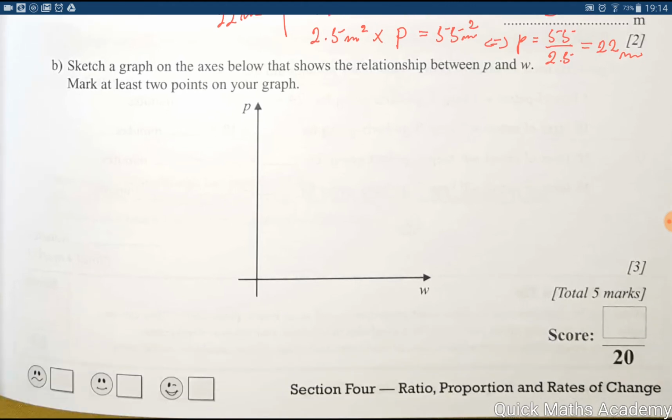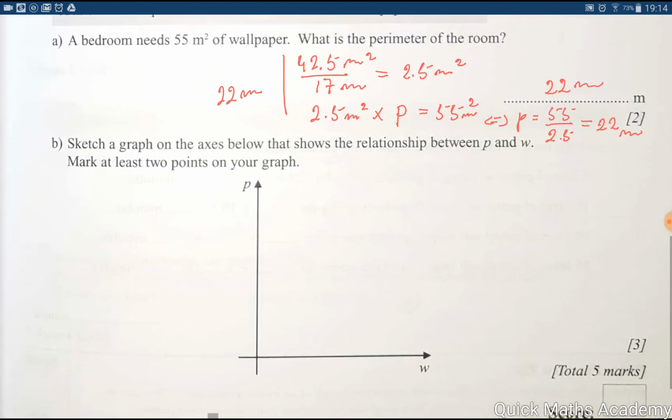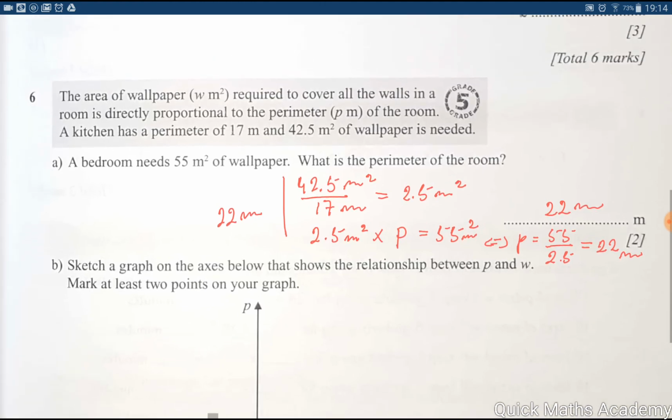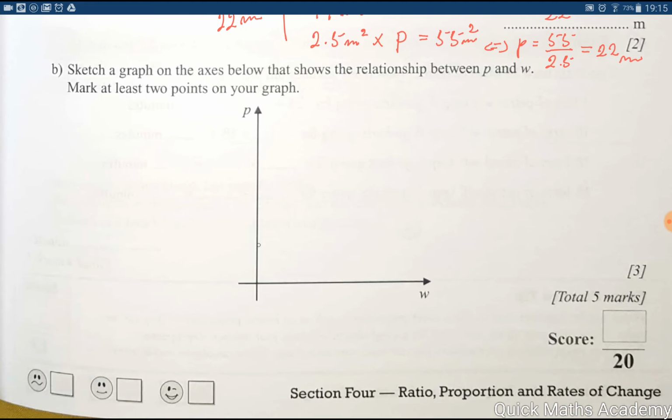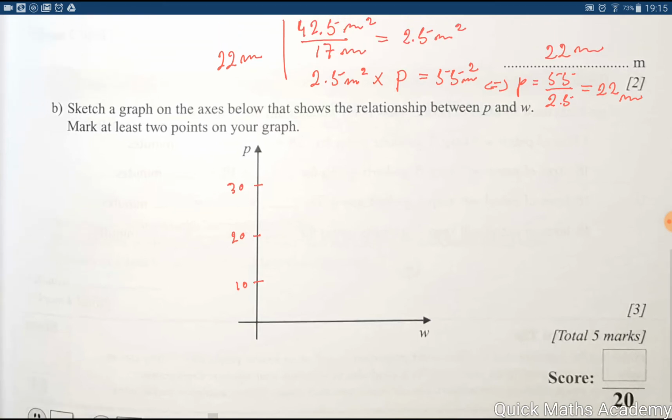Sketch a graph on the axis below that shows the relationship between P and W. Mark at least 2 points on your graph. So P varies, the higher value we have is 22. So let's make it 10, 20, 30, and then we need to mark 22. Let's say 22 is here.